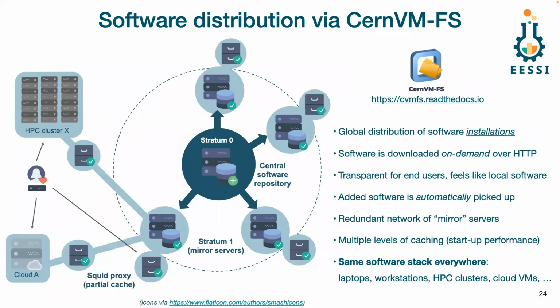This is a bit specific. This is basically the file system layer of EESSI. It's how the software is distributed. It basically boils down to having a central place. The Stratum 0 is like a central server. And then the Stratum 1s around that are essentially mirror servers. So they have a full copy of all the software we provide.